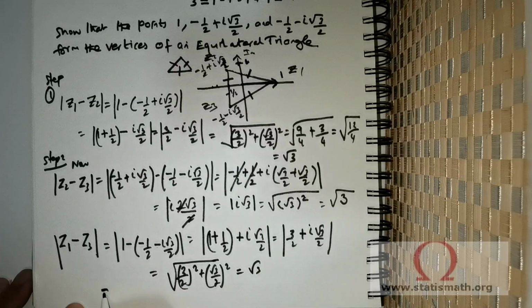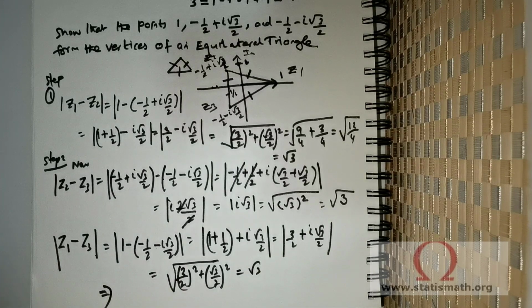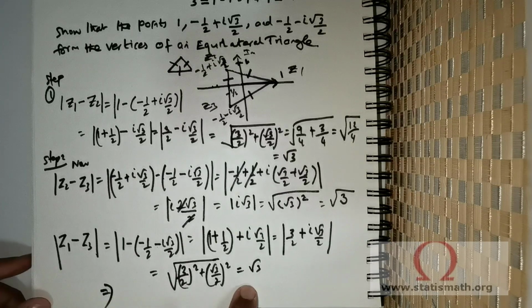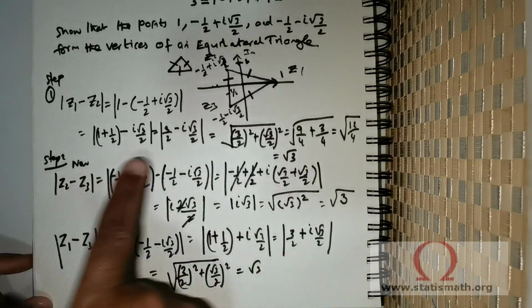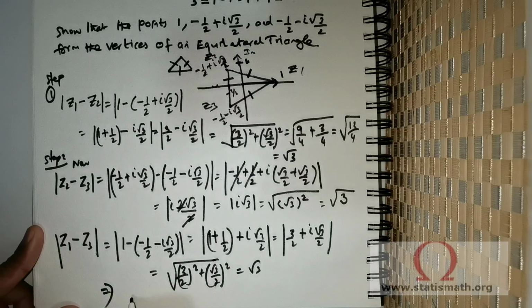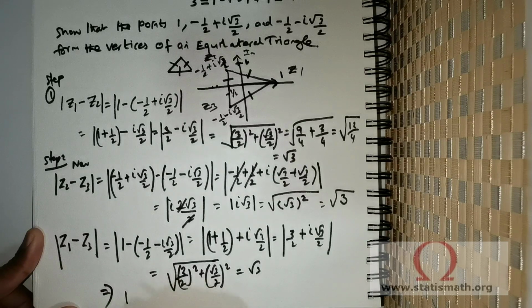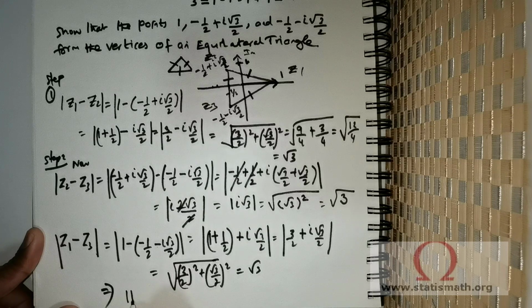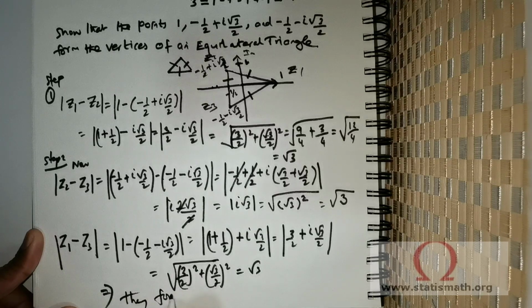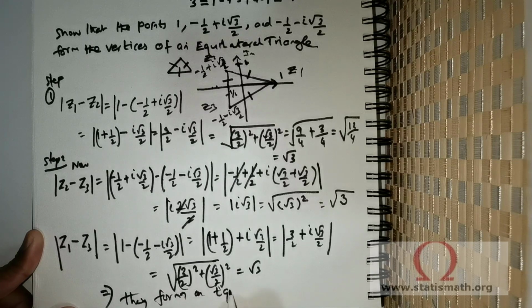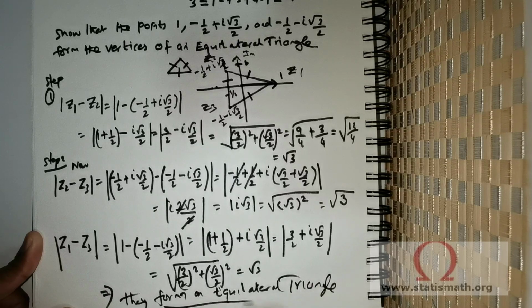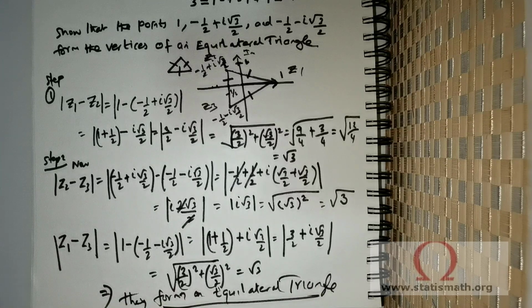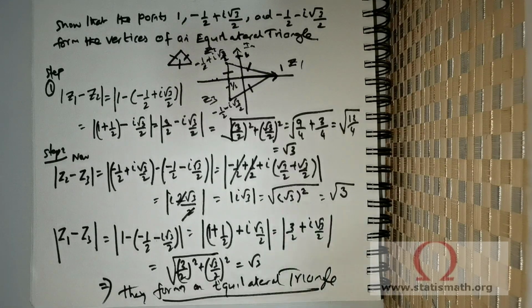Now this implies clearly, so you have to make the conclusion, we have got root 3 here, and root 3 here. This implies the vertices, the points, you can clearly say form an equilateral triangle. So you can make the conclusion. That completes the solution to this question.